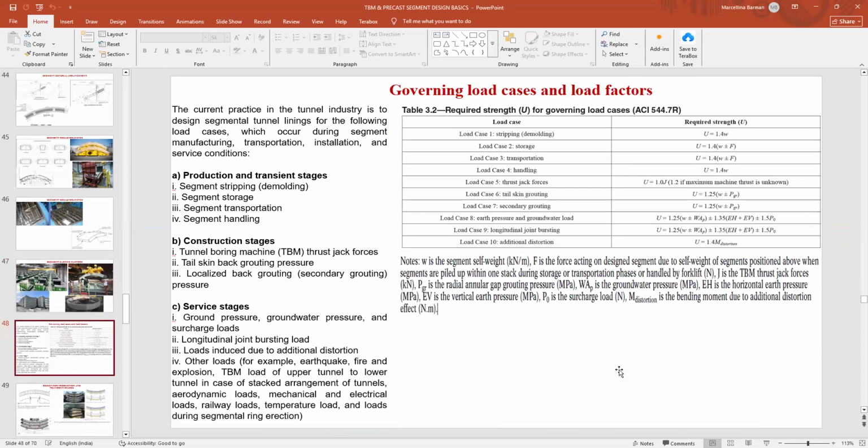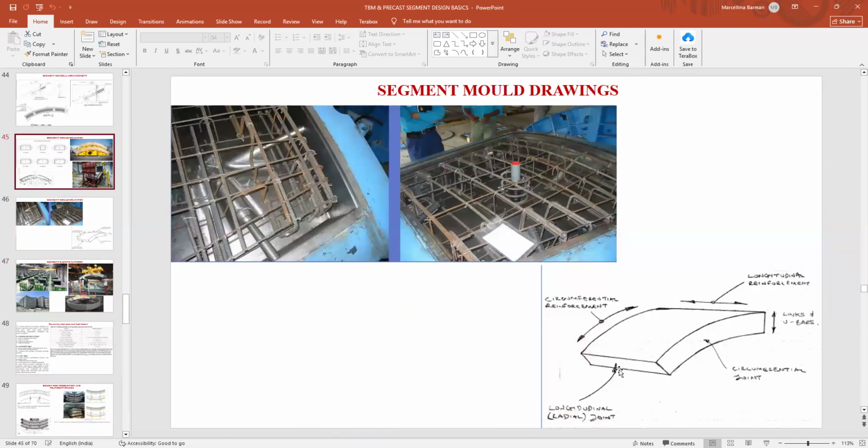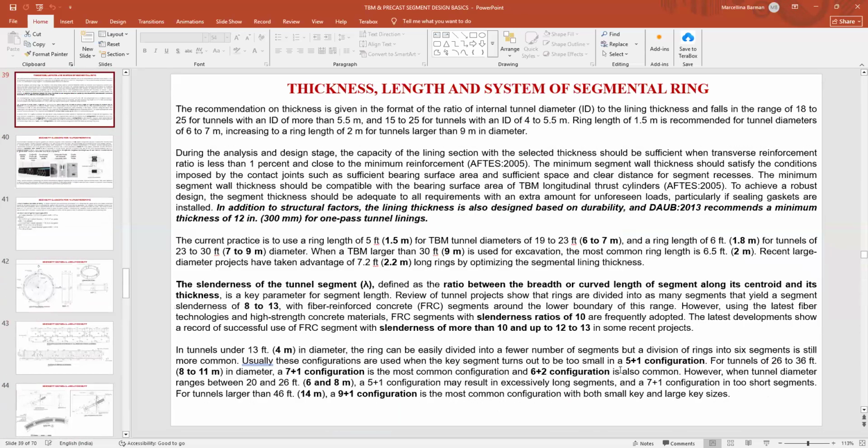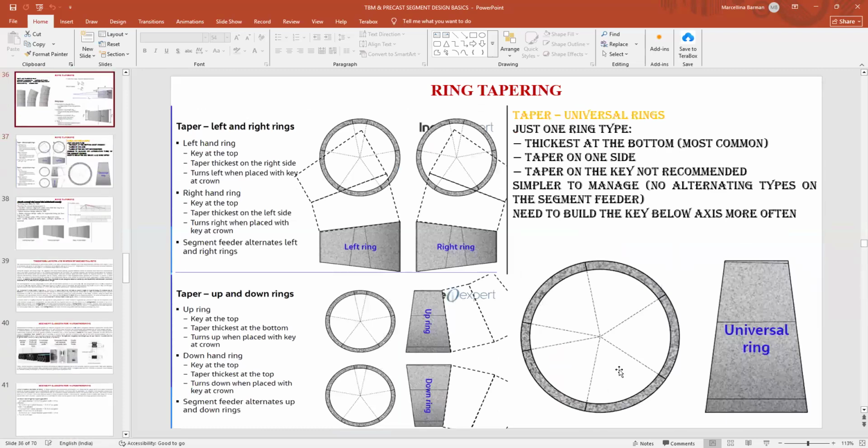Okay. Does anyone have any question till here? Because after that, I will discuss the design principles. So these are all the components of the segments we are mostly dealing with here.